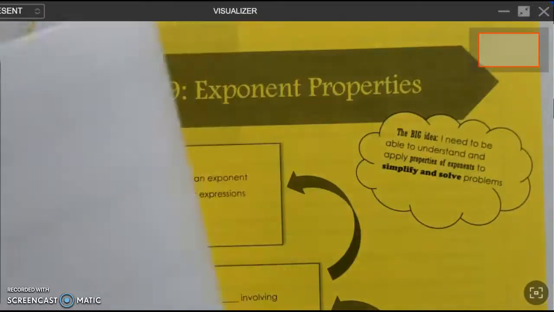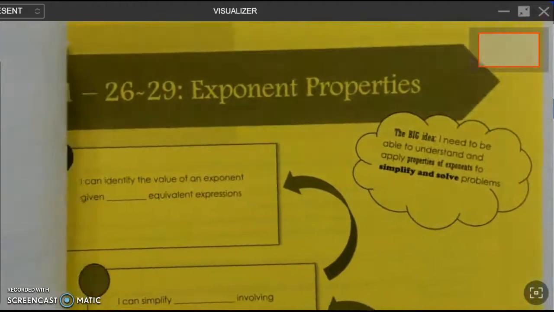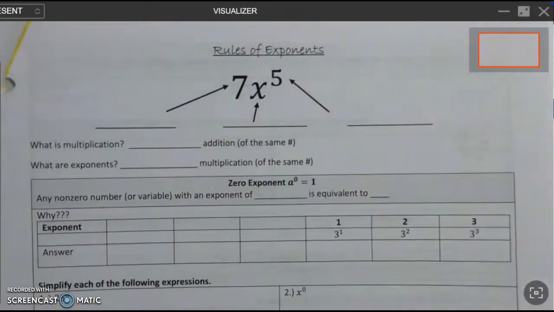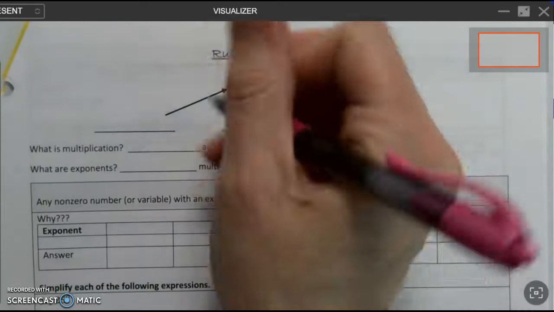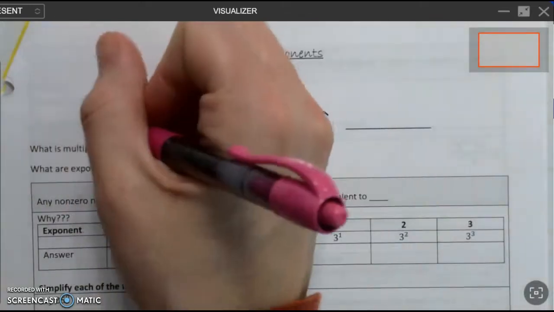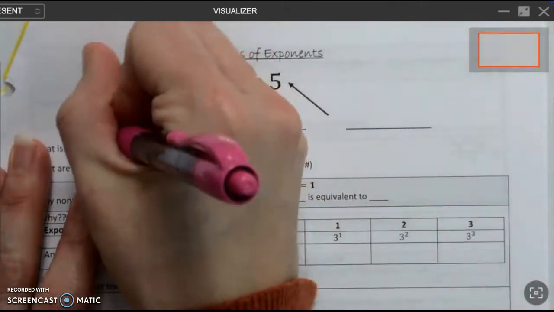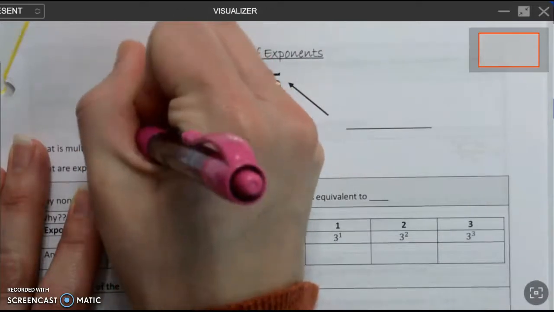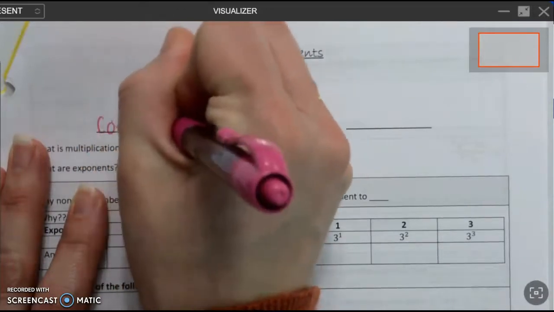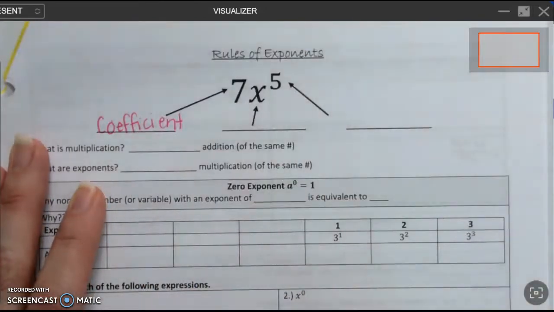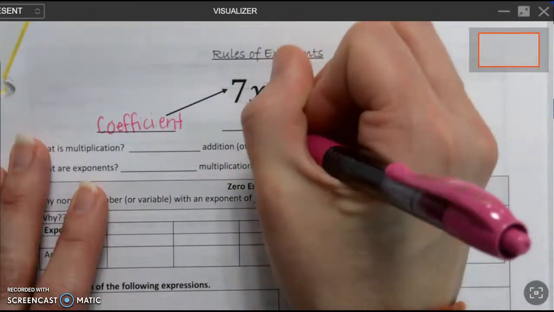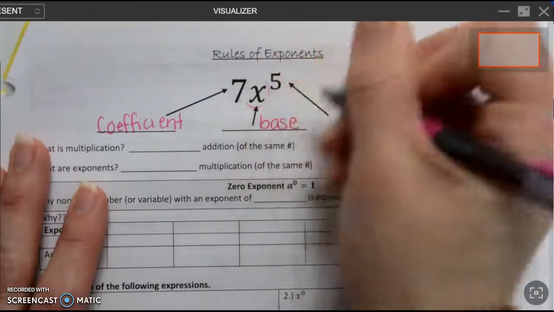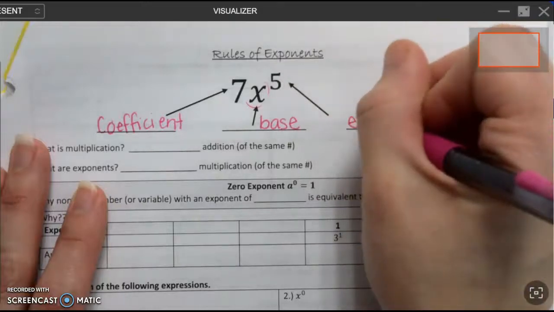Standards 26 through 29 are all about different properties of exponents. The very first page, page 3, is just some basic rules and vocabulary about exponents. The number in the front, which we'll use a lot to talk about, is the coefficient. The variable that has an exponent is called the base. And then the little number at the top is going to be our exponent.